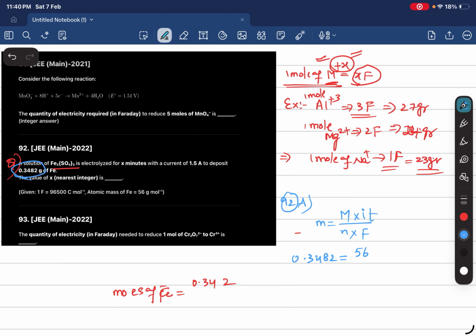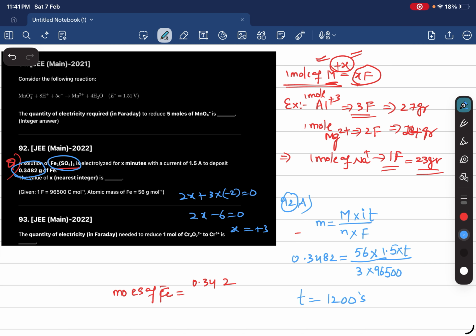molecular mass 56 by the oxidation state of iron. In Fe2(SO4)3, 2x plus 3 into SO4, which is minus 2, equals 0. So 2x minus 6 equals 0, x equals plus 3. So 3 we can write, into I value 1.5 ampere, time t in seconds, by 96,500 coulombs. So t you will get as 1200 seconds. If you convert this into minutes, by 60, it equals 20 minutes. This is the answer for this question, students.